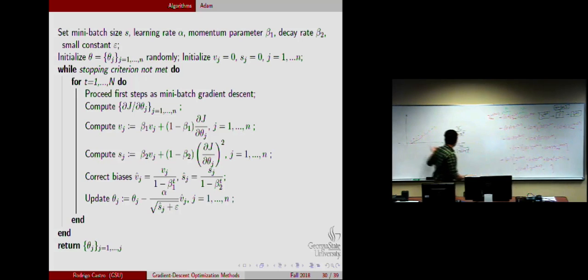In practice, these weighted averages, suppose that this is the uncorrected, and the corrected maybe is here. After maybe 10, 15, 20 iterations, they look pretty much the same. So it just matters at the beginning. And since we usually take a lot of iterations, it doesn't really matter. But the original algorithm has it, and some people still use it. Maybe if you're not going to do many iterations, it's a good idea. And that's basically it. Any questions?